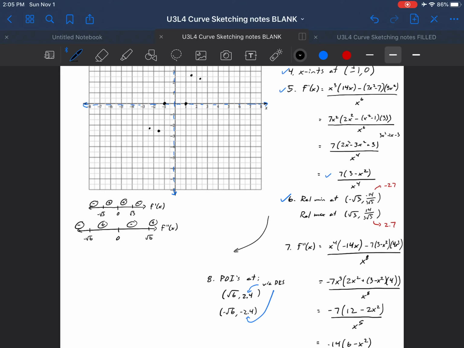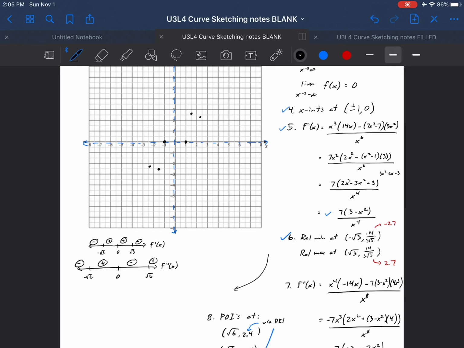So if we look now at our parts, the graph is decreasing when x is less than negative root 3, which is right here. So the graph's going to be decreasing, and if you notice, it's concave down, which means it's going to be spilling water, until this point, which is root 6. Then it goes concave up. It stays concave up and starts increasing.